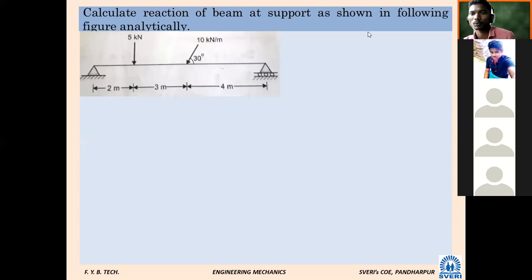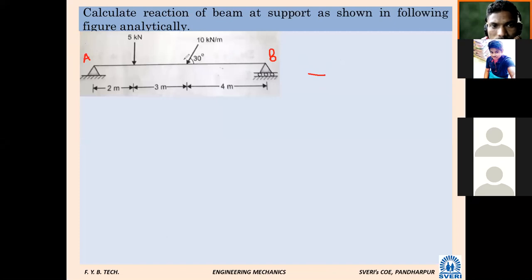Again, it is a very simple problem. Now, suppose I give names: A is here, and B is this point. How many reactions will be there at point A? Two reactions. So here there will be two reactions, at point B and point A.